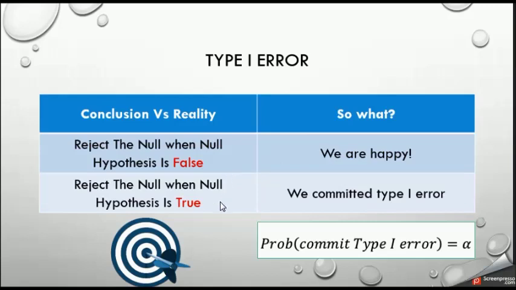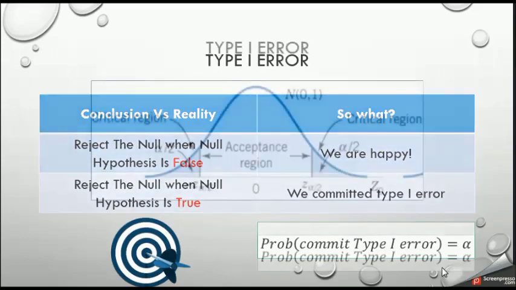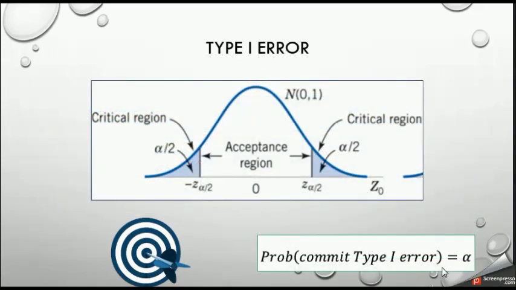It can also happen that the null hypothesis is true, but we reject the null hypothesis. If we reject the null hypothesis when the null hypothesis is true, we have committed a type 1 error. And calculating the type 1 error is very simple. The probability of committing a type 1 error is exactly the alpha value. So why is it the alpha value?